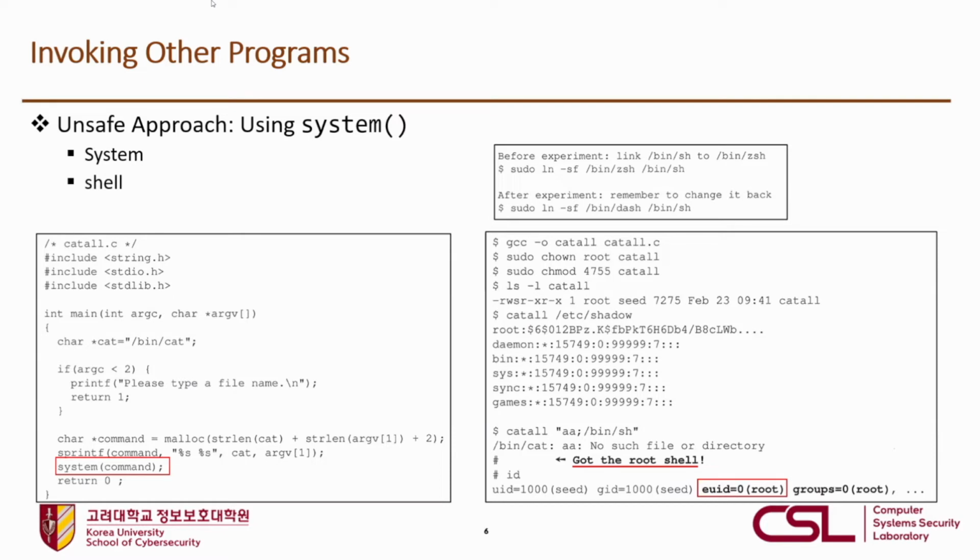Okay, this example uses the system function to obtain a shell with root privileges. This is a program that uses the command /bin/cat via the system function and receives arguments. Remember that the system function receives the command itself as an argument in the code, and let's execute it.